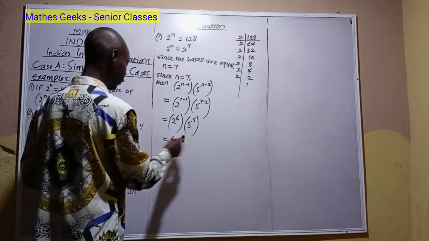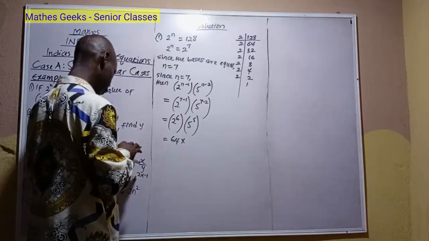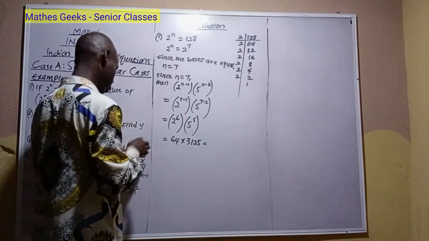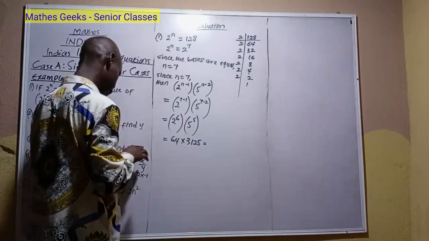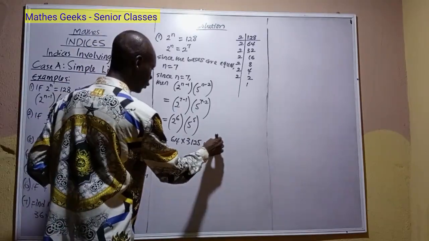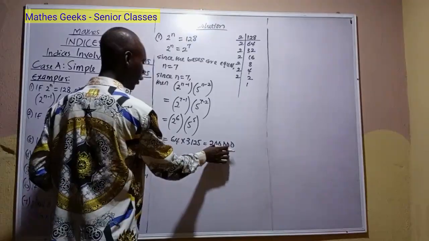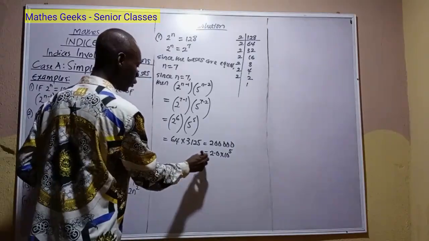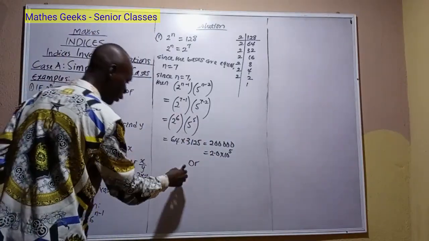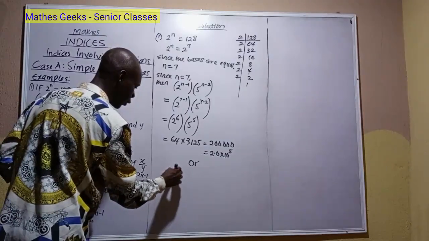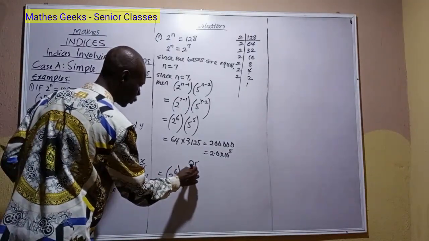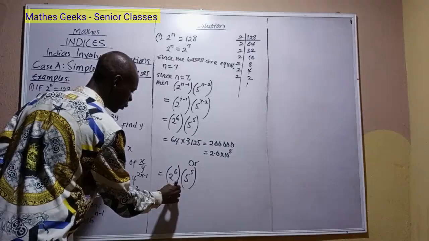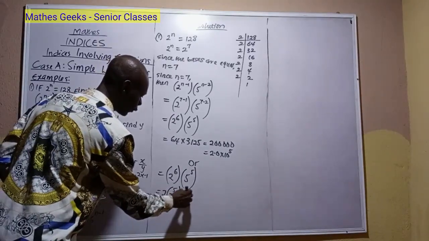So 2 raised to the power 6 will give us, on our calculator, 64. 5 raised to the power 5 is 3125. And when we multiply 3125 by 64, we have 200,000. You can express this in standard form as 2.0 times 10 raised to 5. Or we can solve it this way: 2 raised to the power 6 and 5 raised to the power 5, bringing 2 out, giving 2 raised to the power 5 and 5 raised to the power 5.